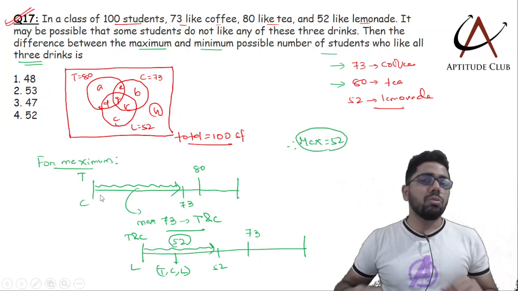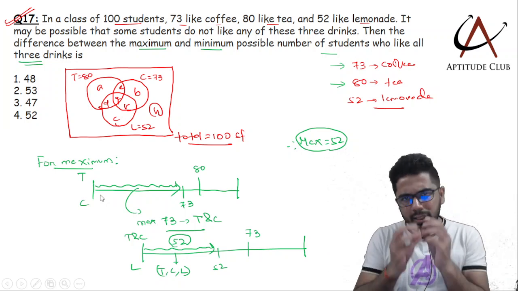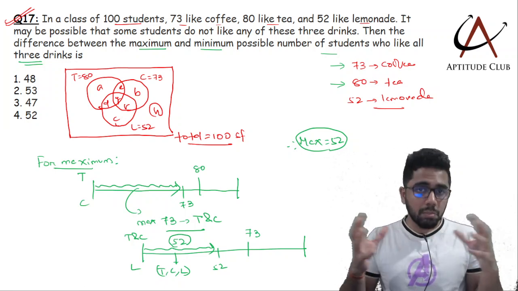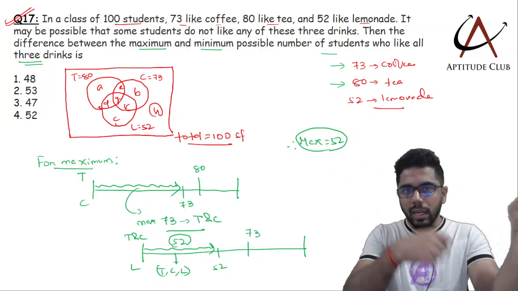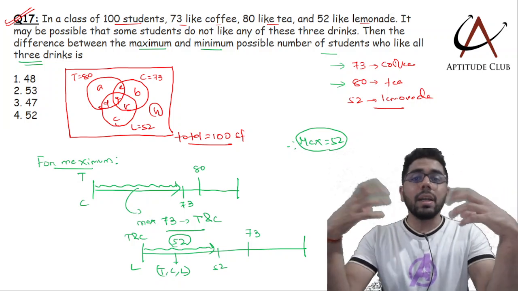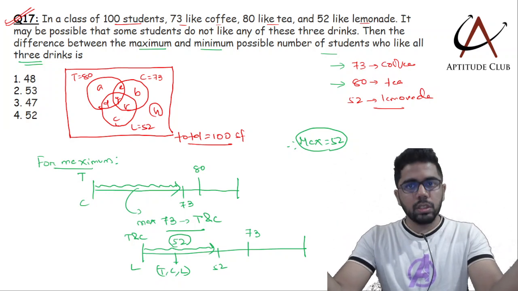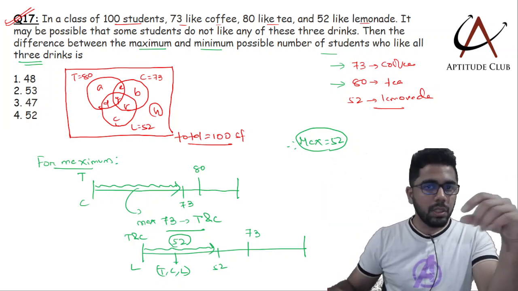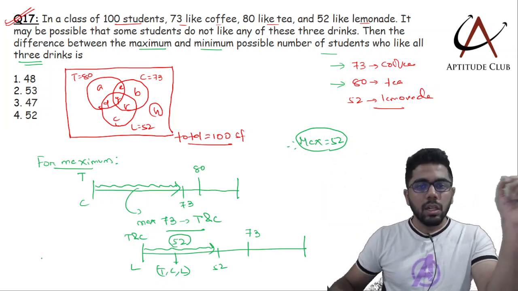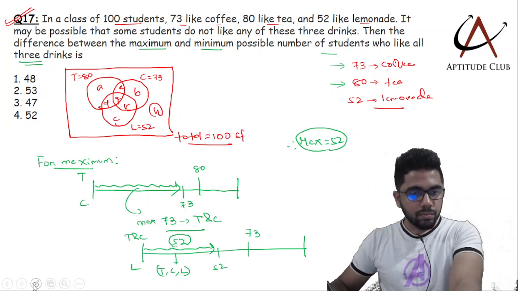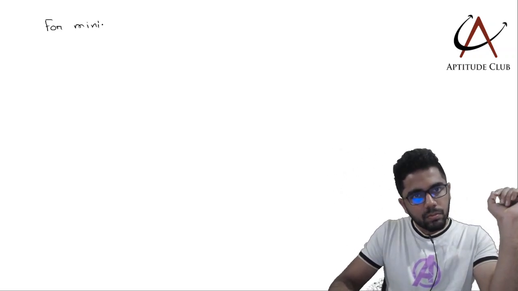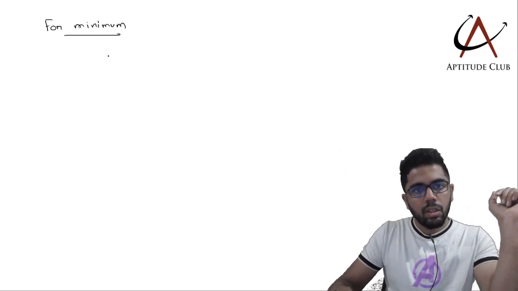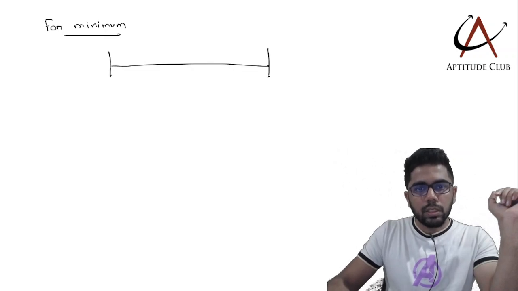So this is how you solve it using a line diagram. The basic idea is: if you want to maximize the intersection, you have to consider them from the same side in the line diagram, whereas if you have to minimize the intersection, you have to consider them from the opposite ends. So we have found the maximum here. Now how will we solve for the minimum? Same thing for minimum. Let's first look at tea and coffee.